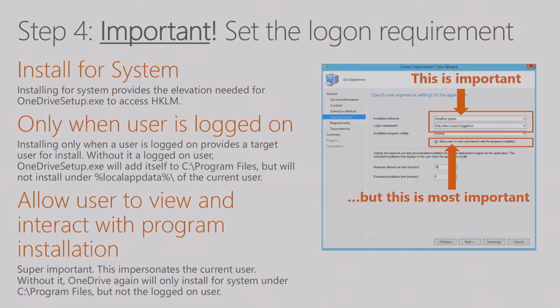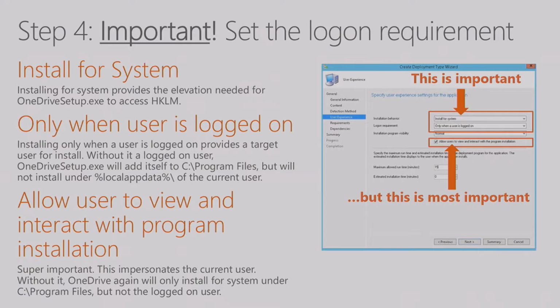So you want to set the logon requirement to only when the user is logged on. And this is super important because this will actually give OneDrive setup.exe a target user to install under. Without this, OneDrive is just going to install itself under C program files because it's not going to actually know what user to install on. So the user needs to be logged on in order to actually successfully install for that user.